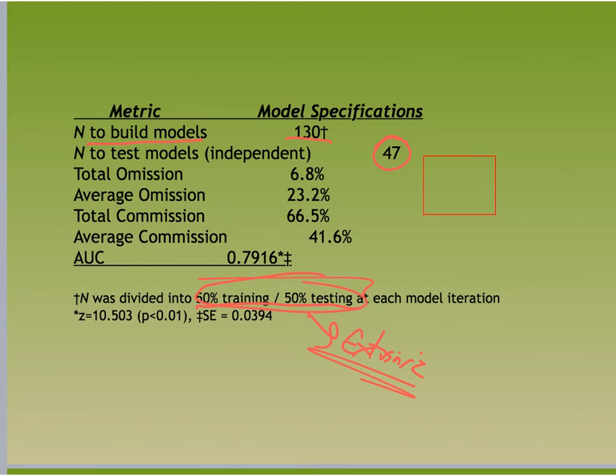When we did that, you can see here that our total omission from our best subset was about 7%. So we had about a 93% accuracy in predicting our green dots from the previous map. You can see that our average omission was a little bit high, about 23%. And that said that across those best subsets, we had some high omission.